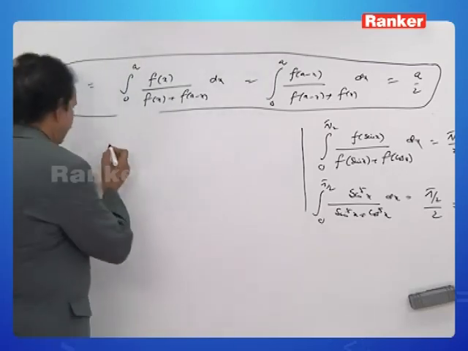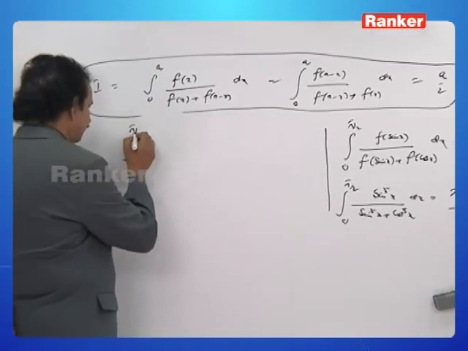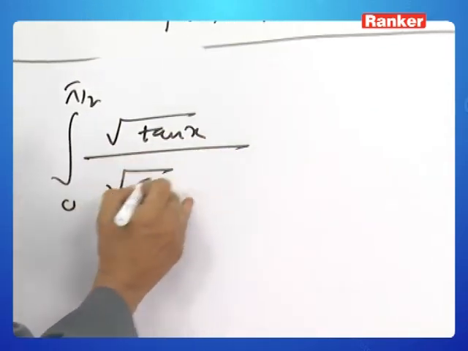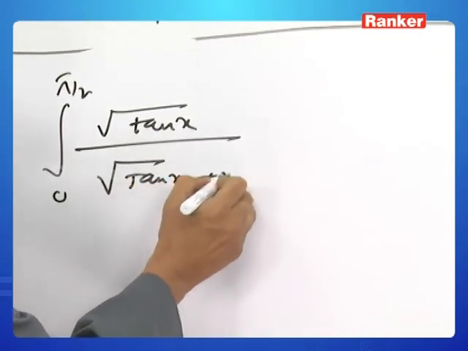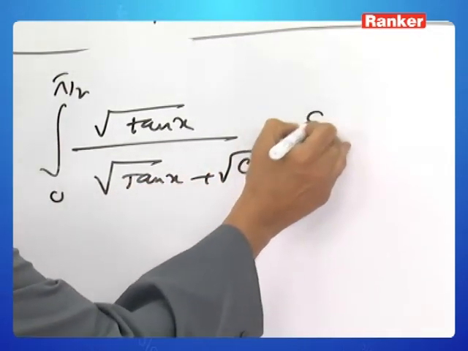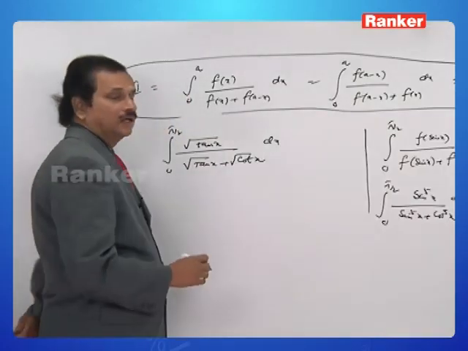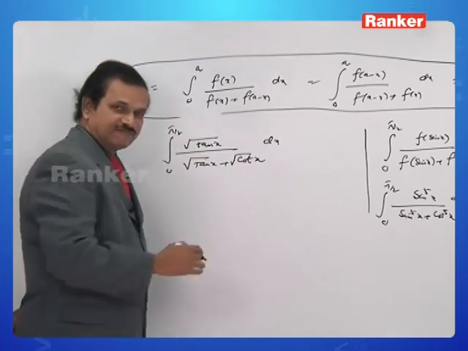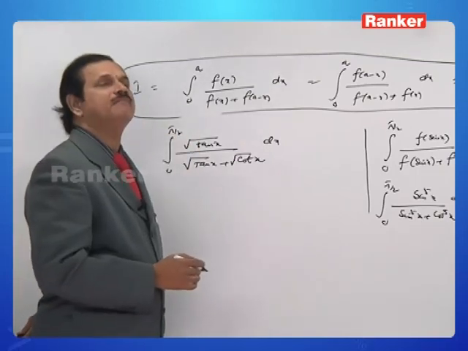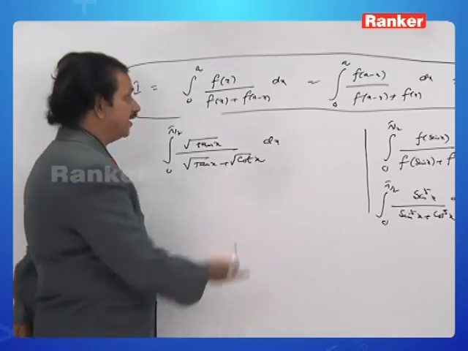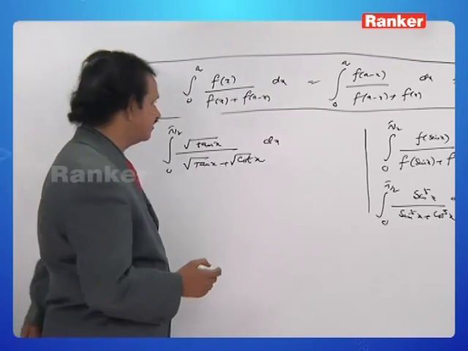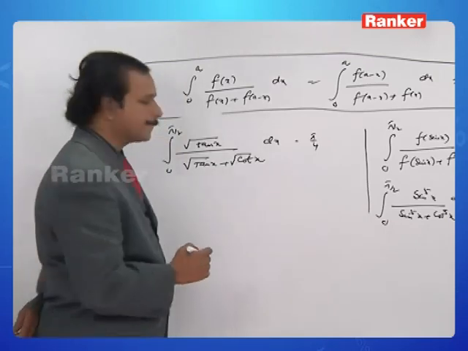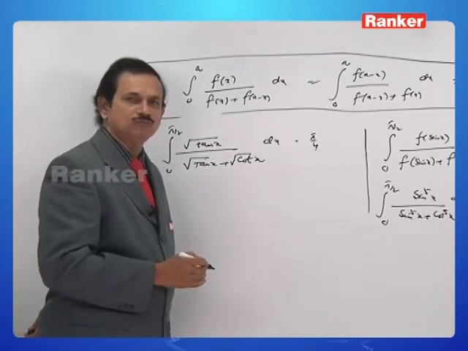Observe this. Integral of 0 to pi by 2 root tan x by root tan x plus root cot x. f of x is this root tan x. f of a minus x, that is f of pi by 2 minus x, is root of tan of pi by 2 minus x, that is root cot x. Again, it could take the same shape. Again, the answer is a by 2, hence the answer is pi by 4. Answer is pi by 4, like that.